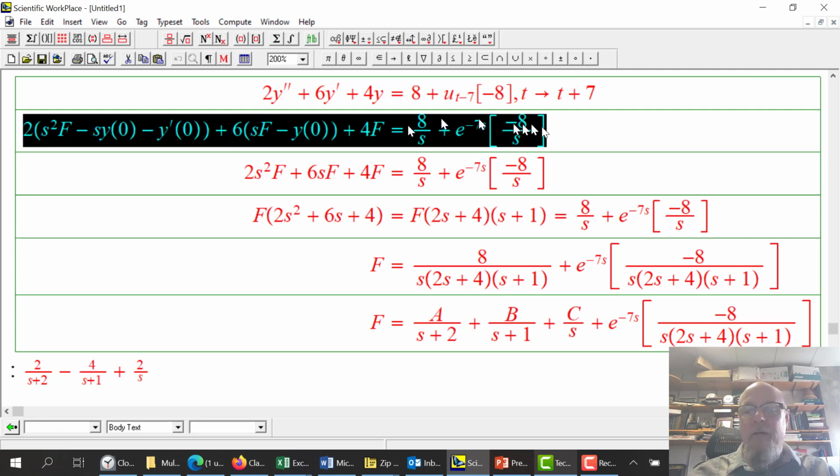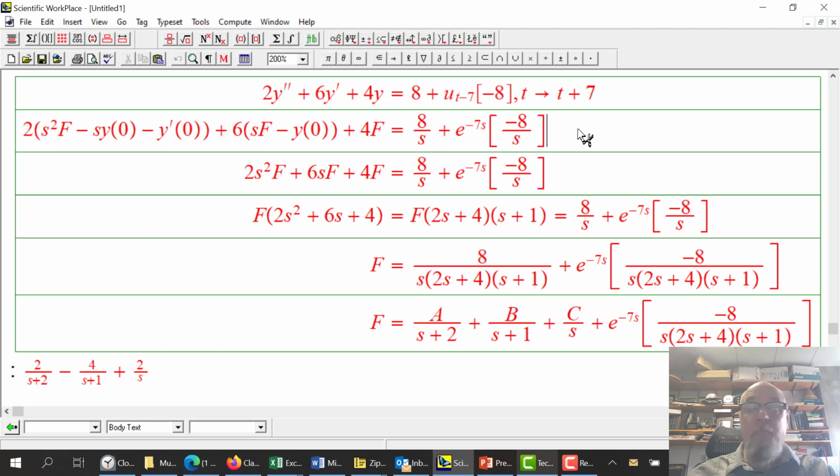So now I'm in the Laplace world. Let's put in the initial conditions. That just means make all that y naught 0 and the y prime naught 0. So all of those pieces go to 0. And I can factor out an F, and here's the auxiliary equation.